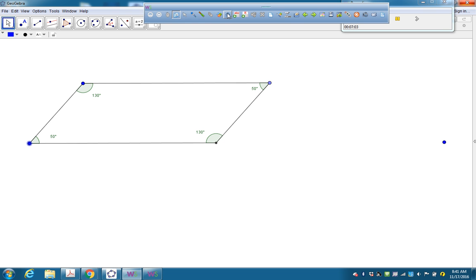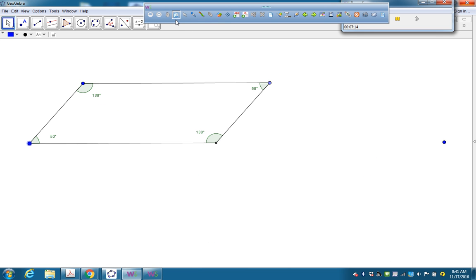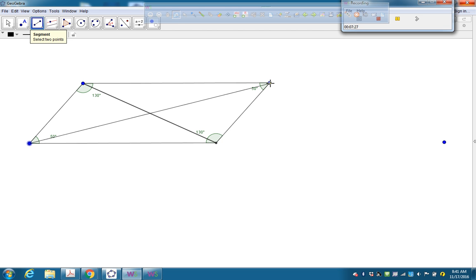And then if I were to drag in the diagonals, which is what you're supposed to do, I want to do it for real, okay? So I'm going to do a segment, select 2 points. There we go. This to here, and this to here. And I'm going to put a point in the middle, right here.